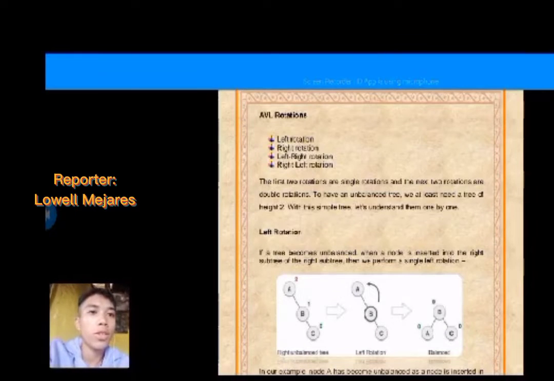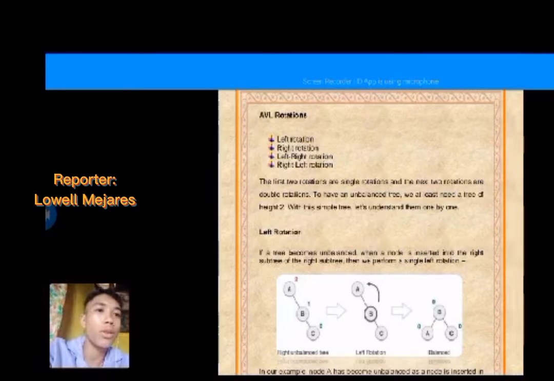AVL rotations: left rotation, right rotation, left-right rotation, right-left rotation. The first 2 rotations are single rotations and the next 2 rotations are double rotations. To have an unbalanced tree, we at least need a tree of height 2. With this simple tree, let's understand them one by one.